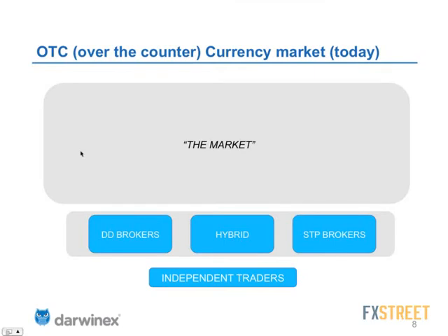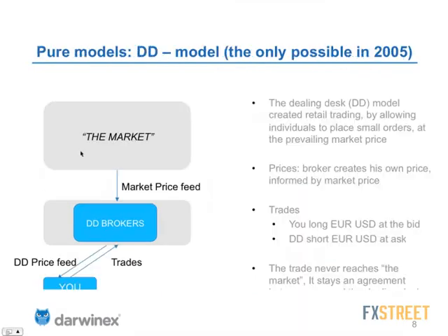So let's start with the pure dealing desk model, which was essentially the only possible model in 2005, which is when MetaTrader 4 was invented. It is actually a model that we should all be very, very grateful to because it created retail trading. Before that, it was just impossible for you to place a $10,000 nominal trade in the currency market, and this invention made it possible. So how does a dealing desk work?